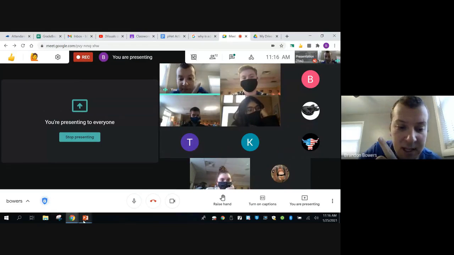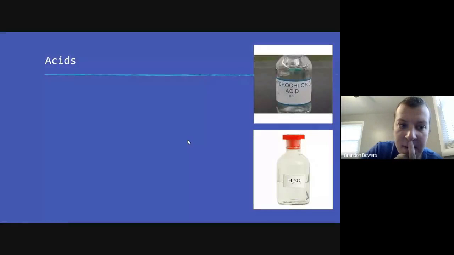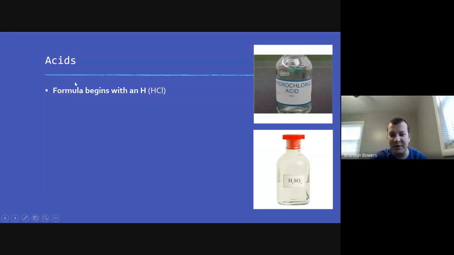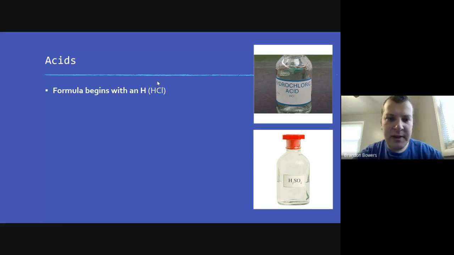Well, three things for each. 3 acids, 3 bases. Acids always begin with an H. All right, so that's one of the things I want you to write down. Acids' formula always begins with an H. All right, the example I gave was Timmy's example. Timmy said hydrochloric acid, so that's HCl. So acids always start with an H.